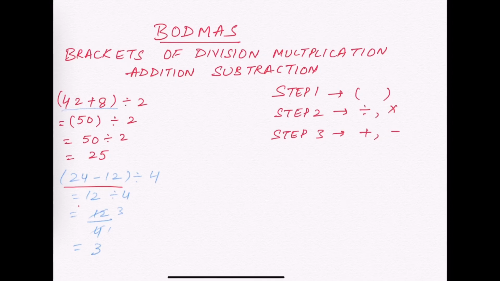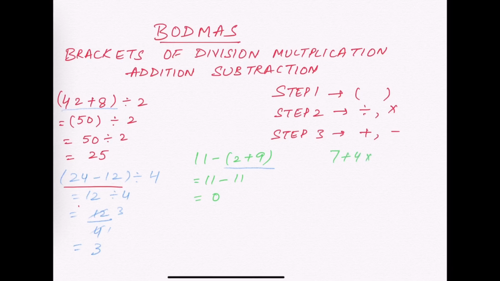Let's solve one more question. 11 take away 2 plus 9. Put 2 plus 9 in the brackets. 2 plus 9 is 11. So which gives 11 take away 11, which equals 0. That's a simple one. Let's move to the next one.